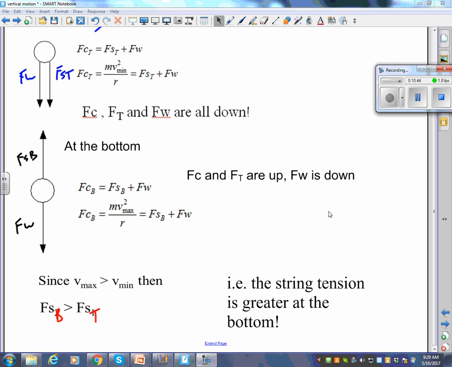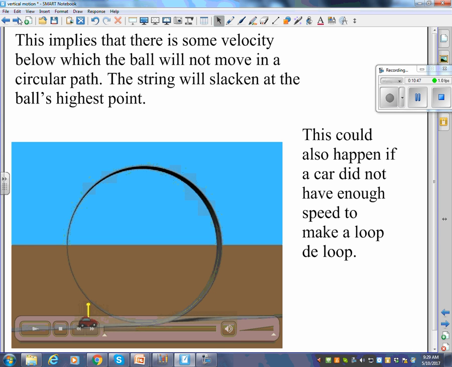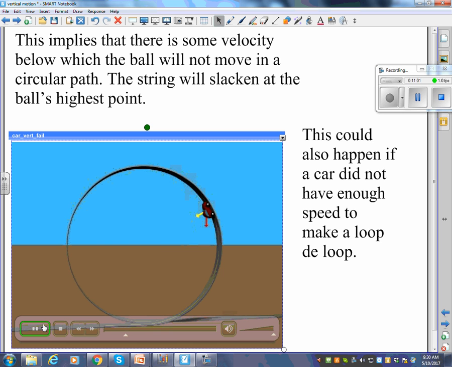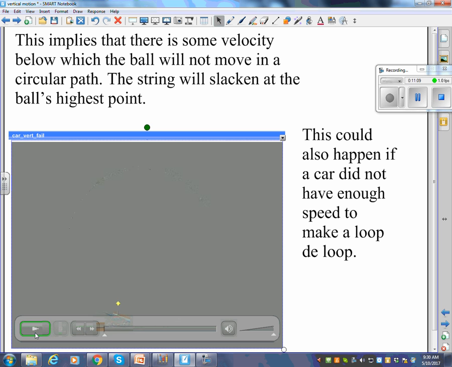Okay, so the string tension is greater at the bottom. So this implies that there is some velocity below which the ball will not move in a circuit path, and the string will slacken at the ball's highest point. This could also happen if the car did not have enough speed to make the loop-de-loop, and I don't think I need to demonstrate, but that's what it could have looked like. That would have been bad for the dude, right? He wasn't going fast enough.